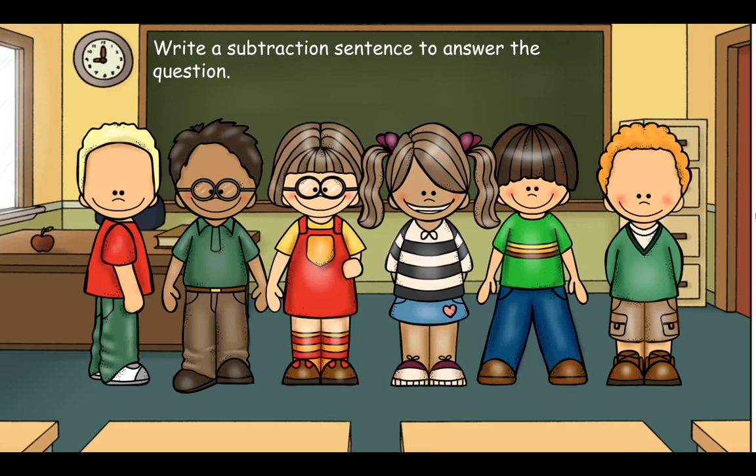So how many total students are there? 6. We're taking away the part that we know. We know that 4 are wearing brown shoes. And so we're left with the kids that are wearing white shoes. And we can see this in the picture. 6 minus 4 equals 2.